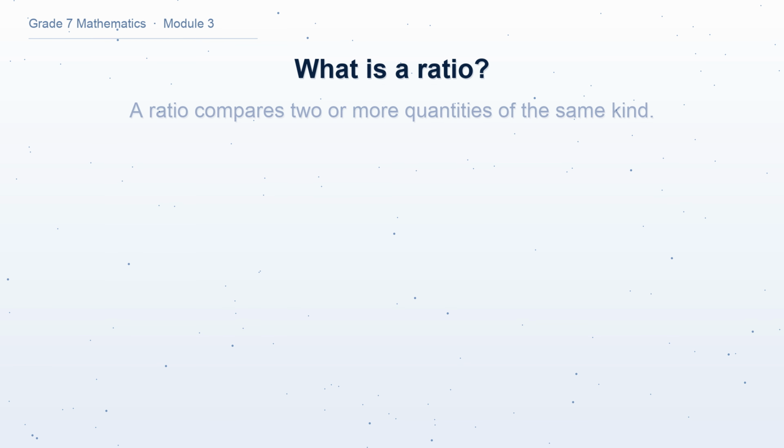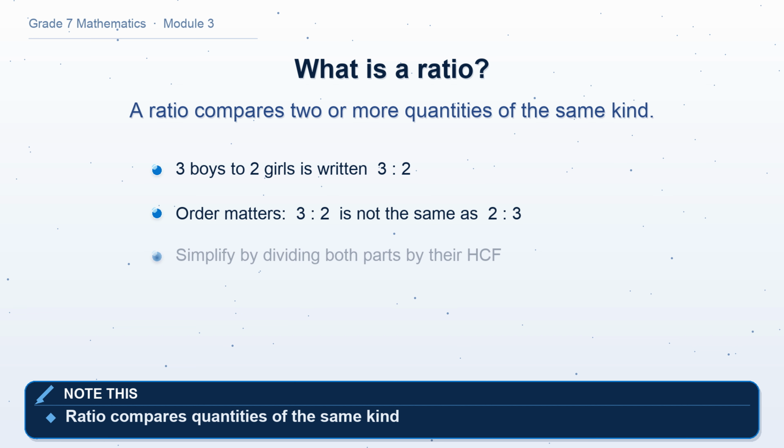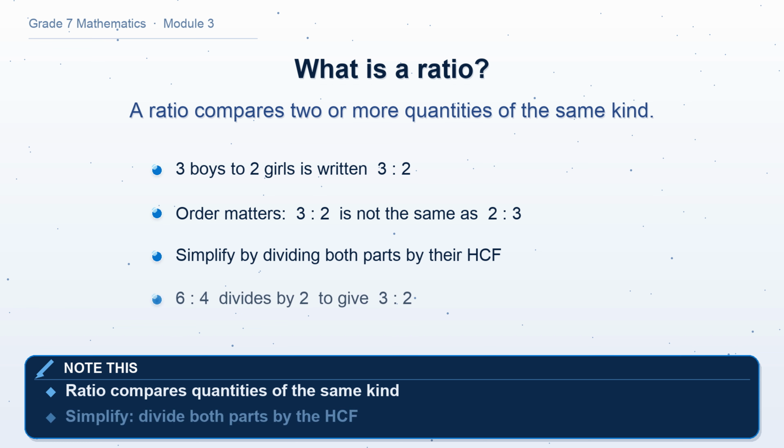Let's start with the central idea. A ratio compares two or more quantities of the same kind. If a class has 3 boys for every 2 girls, we write the ratio of boys to girls as 3 to 2. The order matters. 3 to 2 is not the same as 2 to 3 because it tells us which quantity comes first. We simplify a ratio just as we simplify a fraction, by dividing both parts by their highest common factor. So 6 to 4 divides by 2, giving the simpler ratio 3 to 2.